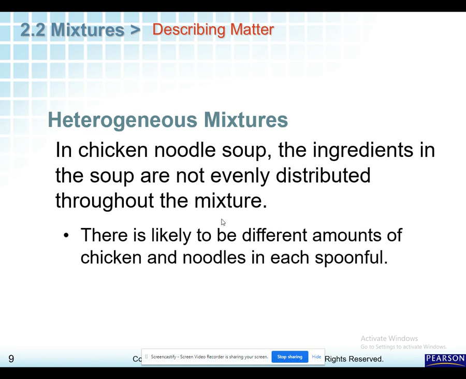You can see the difference between the chicken, the noodle, and the broth. Also, if we were talking about distribution, it's not evenly distributed. You can tell that difference. And when you go to eat it, you get different amounts in your spoonful. Sometimes you get a lot of chicken, sometimes you get a lot of broth. Sometimes, if I'm lucky, I get noodles before they fall off. So here you get different amounts.